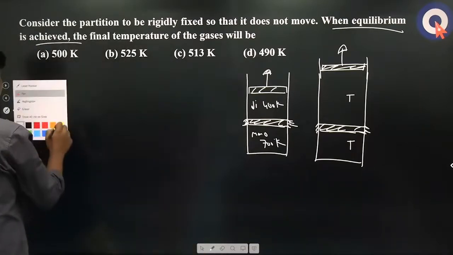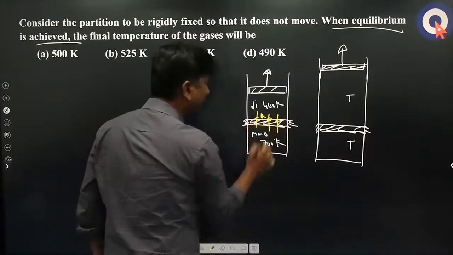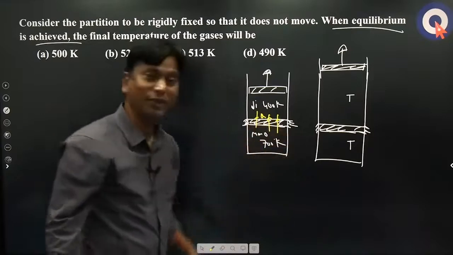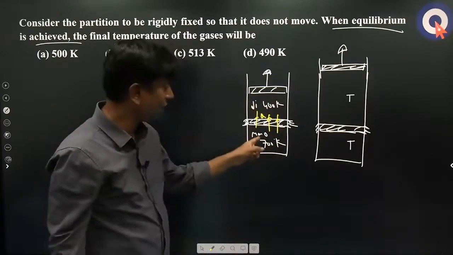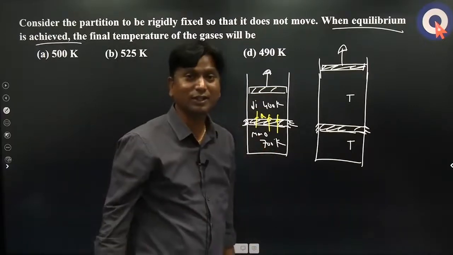So totally, what was happening? Heat is going like this, right? Is it not giving out the heat? Yes. At constant volume, it is giving out the heat, because it's not doing any work. This lower compartment gas is not doing any work. It is only giving out the heat at constant volume.